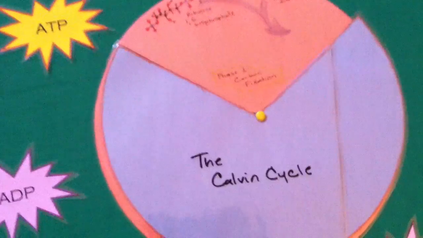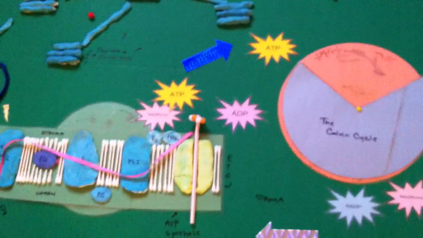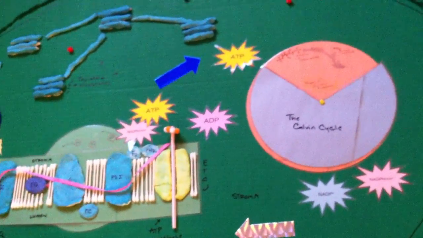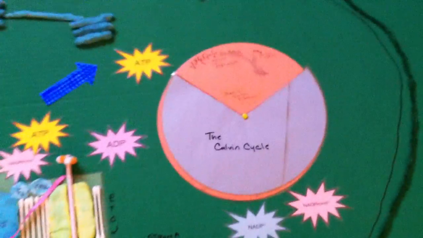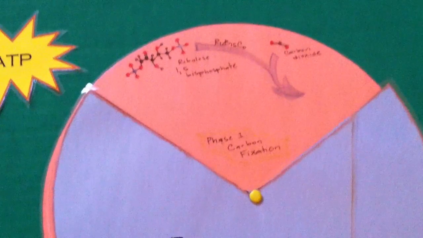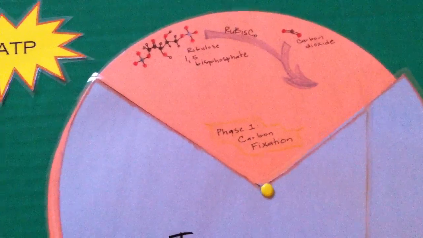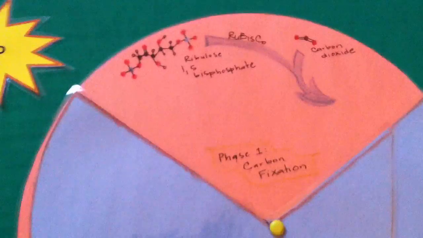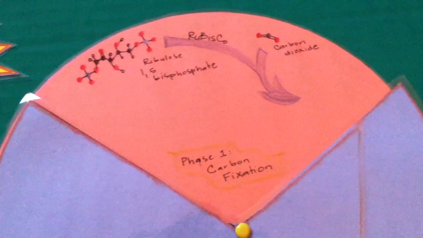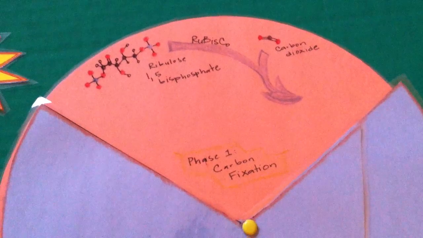That energy can go directly into the Calvin cycle, which is the second part of photosynthesis. This is going to happen in the stroma of the chloroplast. The Calvin cycle has 3 phases. The first phase is going to take a molecule called ribulose 1,5-bisphosphate, and it's going to become fixed to carbon dioxide.